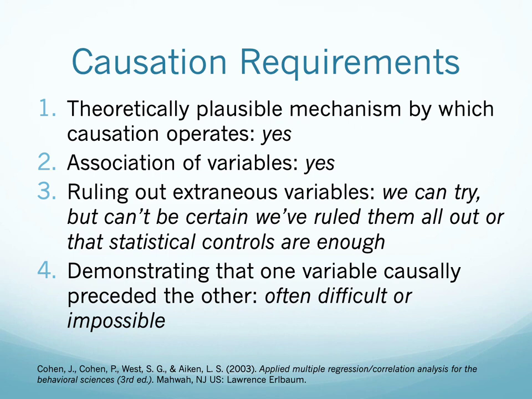The problem becomes with requirements 3 and 4. Number 3 has to do with ruling out extraneous variables. That is, demonstrating that it wasn't a host of other variables that influenced the behavior, but the variable that we're focusing on. We can try to do this with statistical controls, but it's very difficult. Number 4 has to do with demonstrating that one variable causally preceded the other. That is, that the variable we believe caused the behavior took place before the behavior itself. In survey research, this can be often difficult or even impossible to demonstrate.